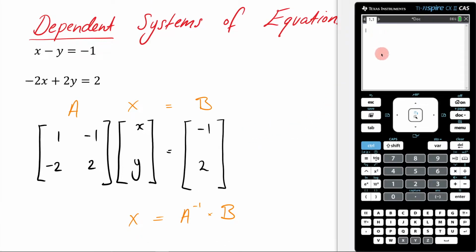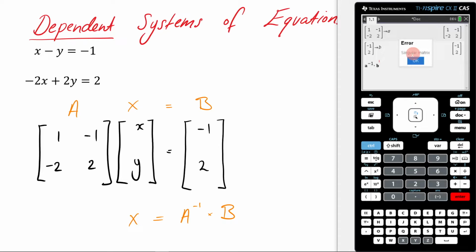So I'll come here and I'll go, all right, I have this, 1, -1, -2, 2, and then I will define that as A. And then I'll come to this one here, and this is -1 and 2, and I will call this one B. And now if I go A inverse multiplied by B, I'm going to get this again, which is singular matrix. And you know, when it says singular matrix, that means you can't find the inverse of A. It means that the determinant of A is equal to 0.